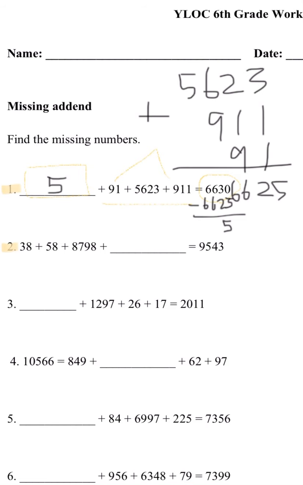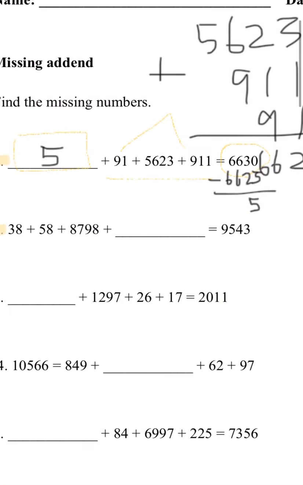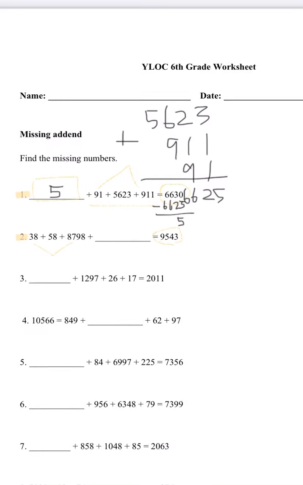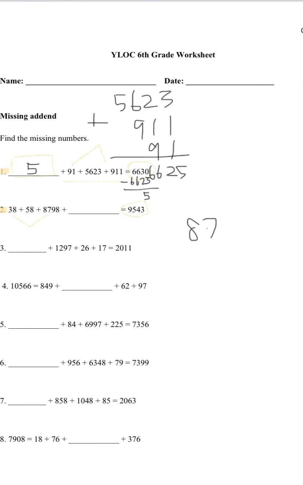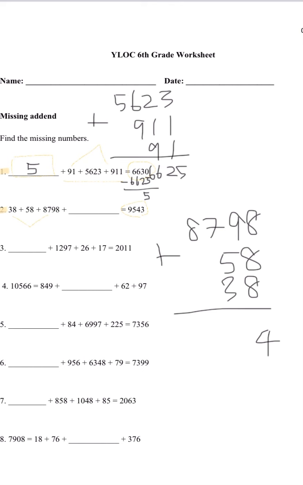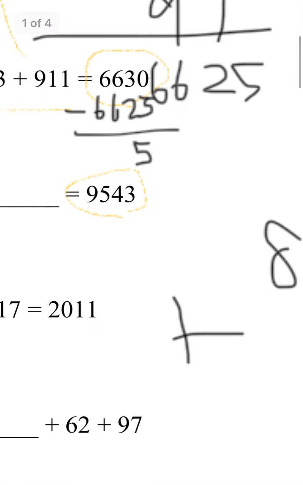Okay, so let's go to number 2. Again, we're going to do the same thing. We're going to find the sum of these three numbers and then subtract it from the total. So again, we're going to add 8,798 plus 58 plus 38. Okay, so when we add, we get 8,894.